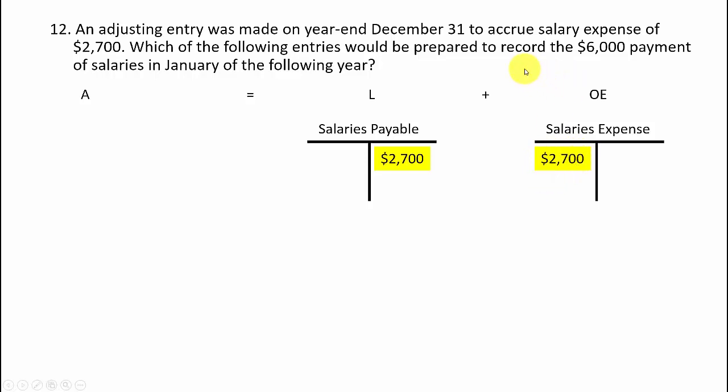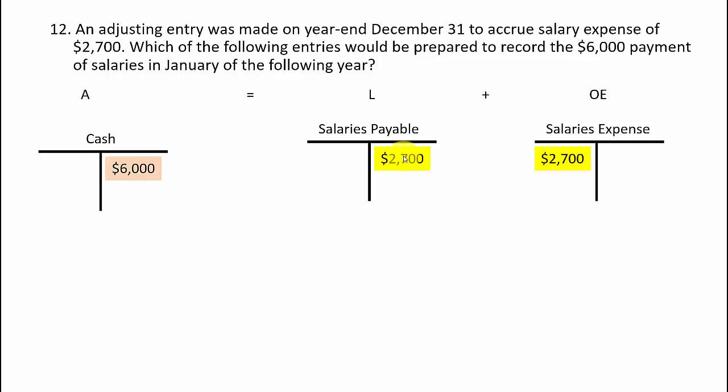Now, the very first payroll in January was for $6,000. So what are we going to do with this $6,000, and how does it relate to the entry we made at December 31st? Well, the $6,000 covers two things. It covers last year, that's this $6,000 payment made in January. It covers the last year's salaries that we owed, plus what's left will be this year's salary expense, this current year. So we will take the $6,000 and we will credit cash for $6,000.